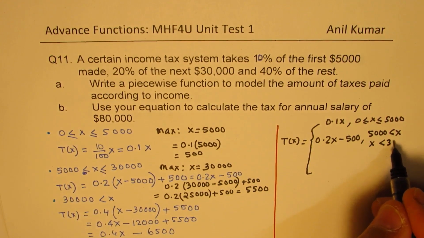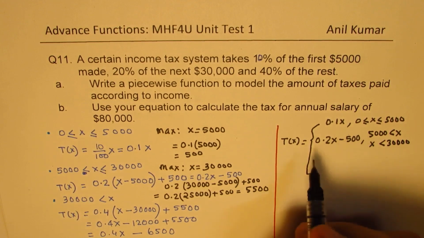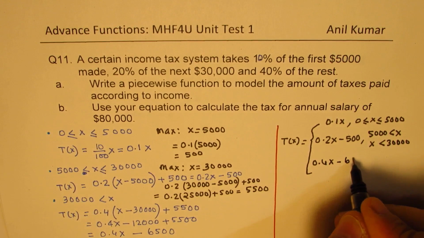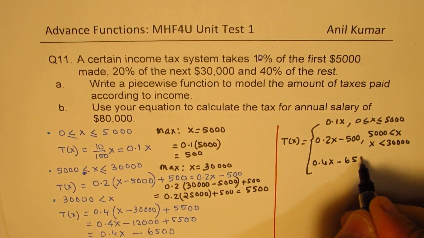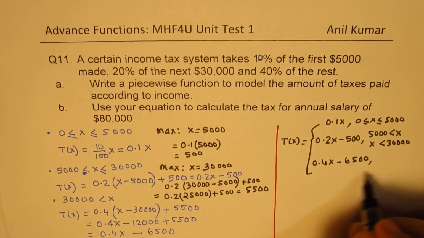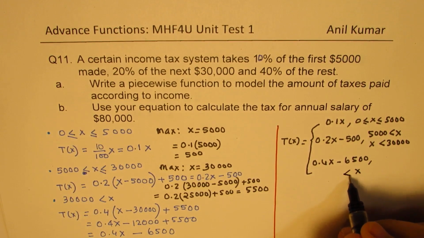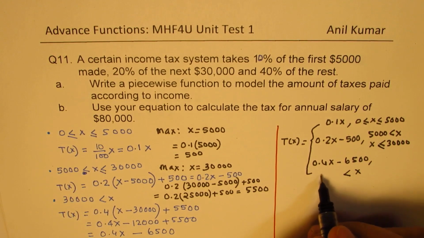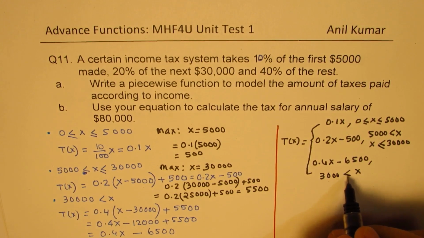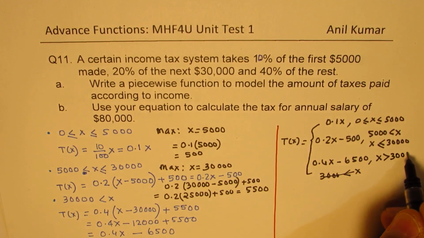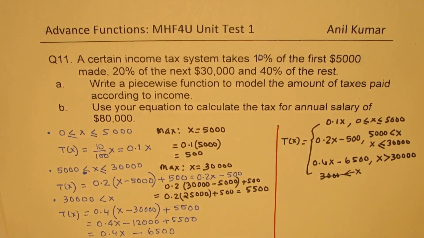I should have written in one line, but since there is less space, I'm writing like this. The last bracket here is 0.4x minus 6,500 when x is greater than 30,000, since 30,000 will be included in the second bracket. Is it clear to you? So that is how we are going to write the tax rates.